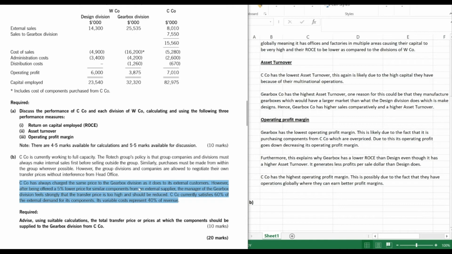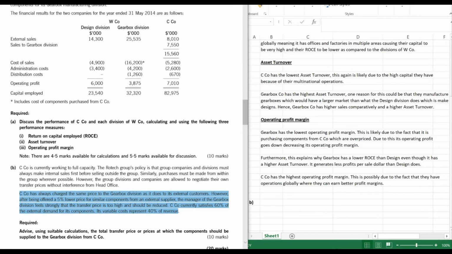Now the external market price, they said Gearbox division is being charged by ACCA. However, after being offered 5% lower similar components from an external supplier, the external market price has become 5% lower than what they're buying for right now. And what are they buying for right now? So if we go to the table, Gearbox is buying, the cost of sales includes the cost of components, but it's not just the cost of components. But we have it here: ACCA external sales 8010 and sales to Gearbox division 7550. So here's the twist for this question. Usually transfer pricing questions are on a per unit basis, not this one. This is on a collective basis, okay?